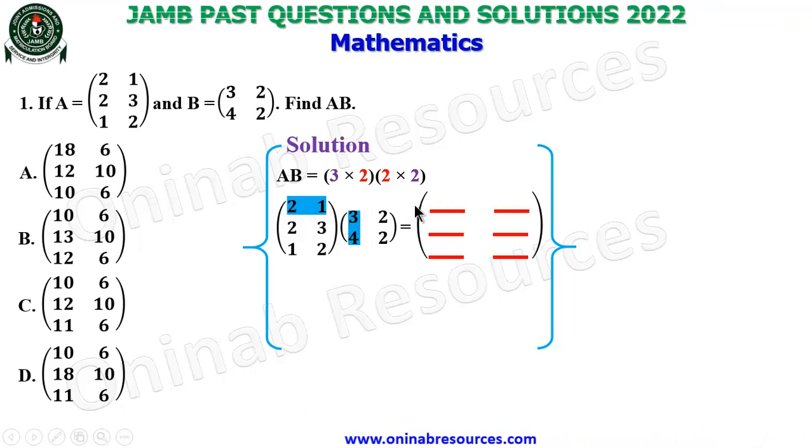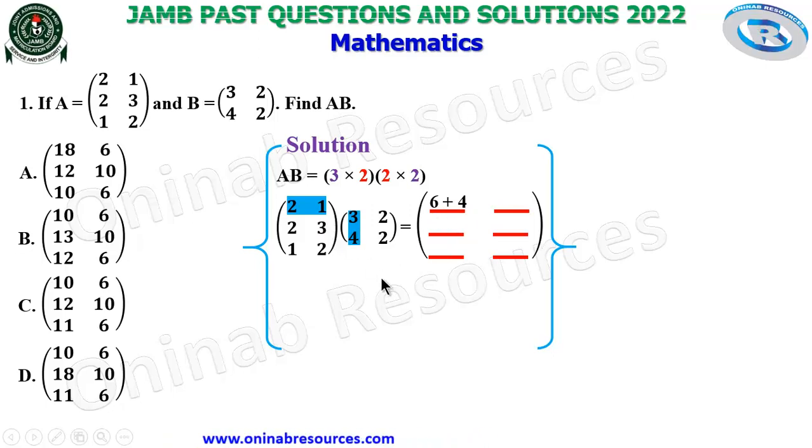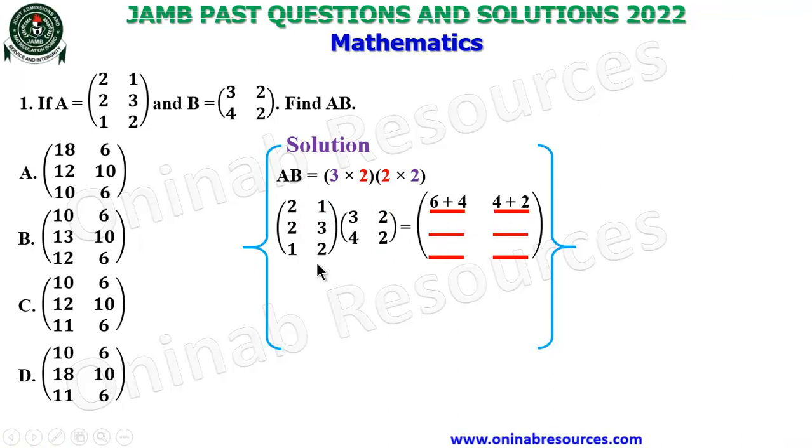2 times 3 giving us 6. 1 times 4 gives 4. So we add 6 plus 4. So we are done with the first column. We then go to the second column, still maintaining the first row. 2 times 2 gives 4. 1 times 2 gives 2. So we have 4 plus 2. We are done with the first row.